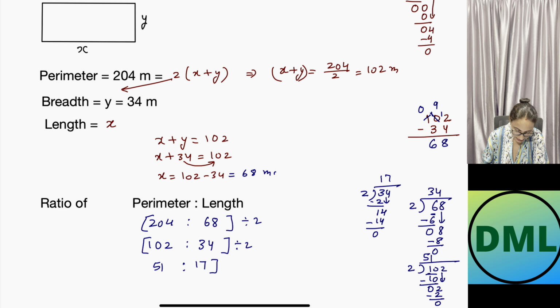Can I divide this equation by 17? 17 times 3 is 51. So 51 divided by 17 is 3. Let's write down 3 here. 17 divided by 17 is 1. My answer will be 3:1.